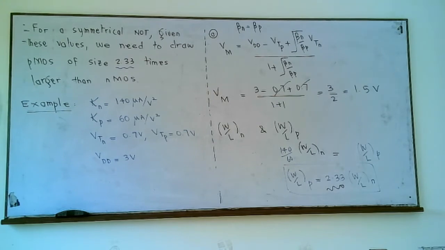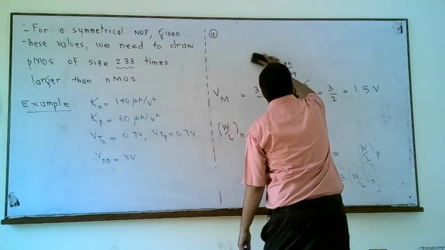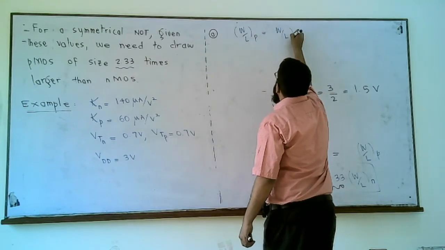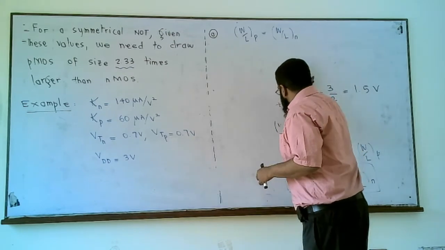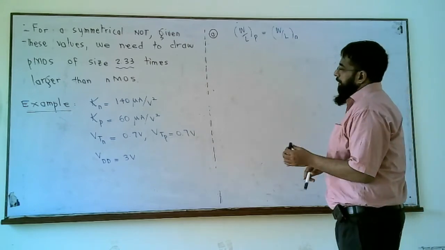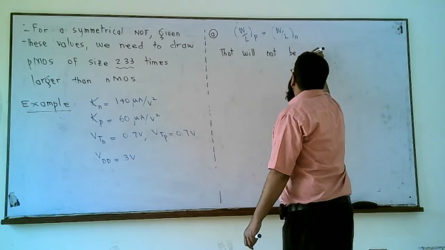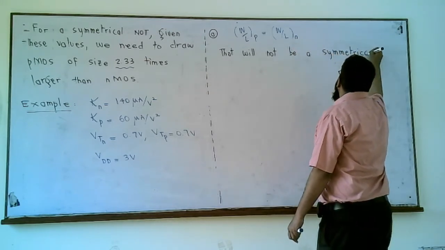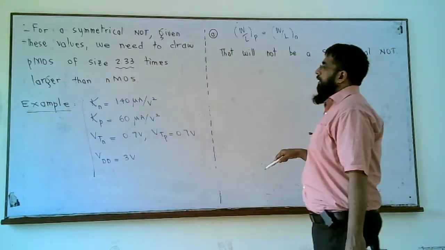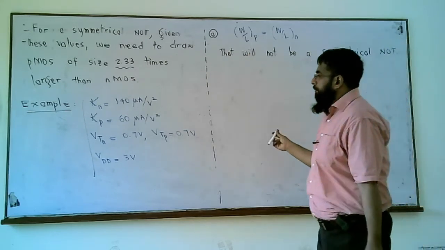Let's move to the second part, part B, where we insist that instead of beta N being equal to beta P, now we want the aspect ratios, or the sizes, to be the same. We want to have both PMOS and NMOS of the same size. What should be the VM then? Of course, that won't be a symmetrical NOT. Because for a symmetrical NOT in this setting, for these given values, we have to draw PMOS 2.33 times larger than NMOS. So if we insist on having PMOS the same size as NMOS, that won't be a symmetrical NOT. But what would the numerical value of VM be?